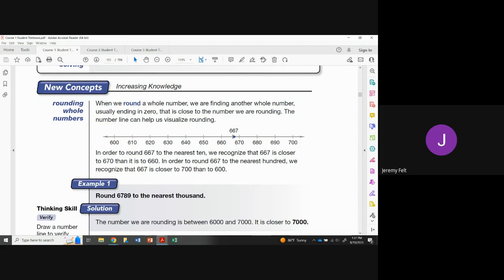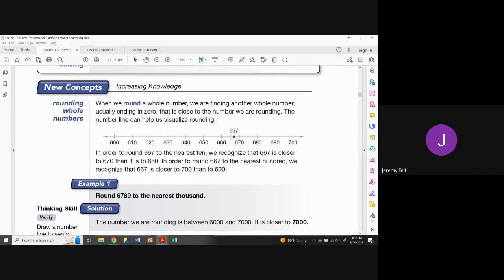So in this one, since it's in increments of 10, we probably want to round to the nearest tens place. So we're going to look at the tens place. Whatever we're rounding to, we look at that place value, and then we look at the value directly to the right. If it's 5, 6, 7, 8, or 9, we round up. If it's 4, 3, 2, 1, or 0, then we round down. In this case, 7 is 5 or greater, so we're going to round our tens place up from 6 to 7, and that's going to give us 670.